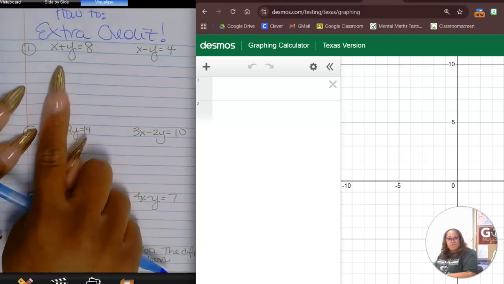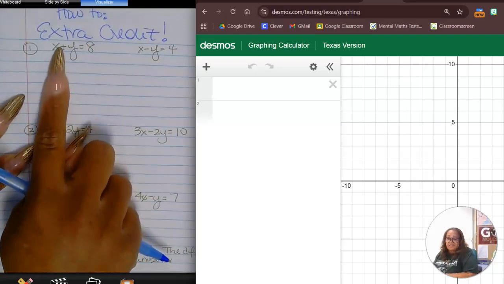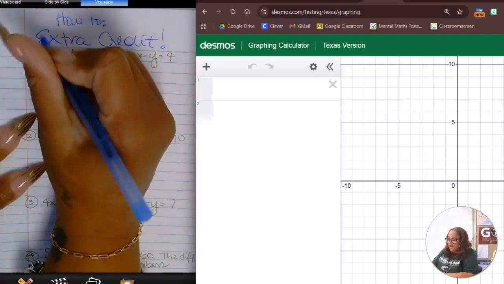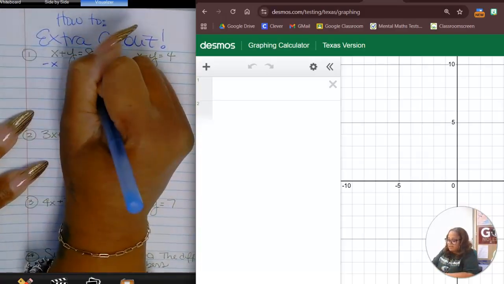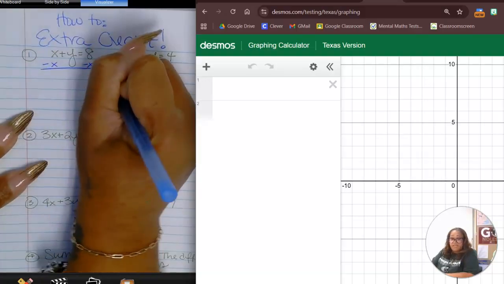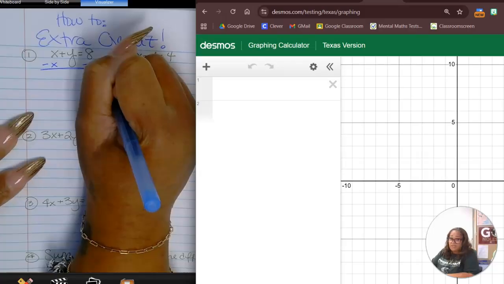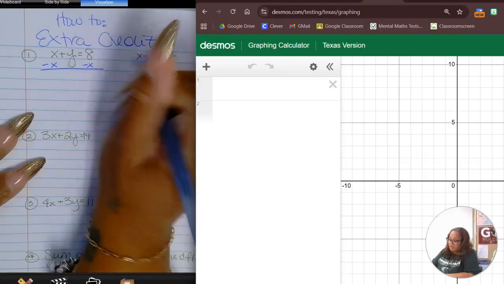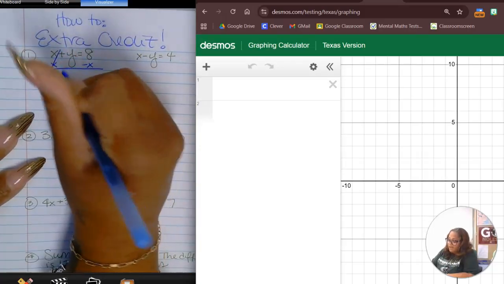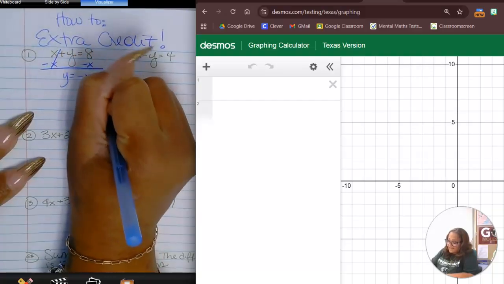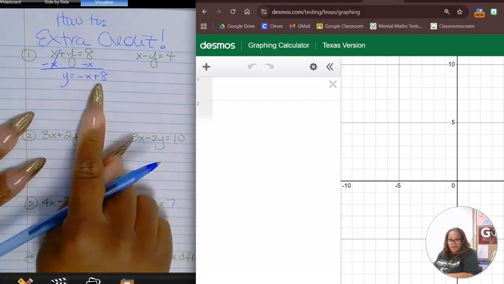Okay, so in order to solve for y here, this is me doing a teaching. This is what I expect you guys to do. You must subtract x from both sides. Do not forget to write the x term there, y'all. If you don't write the x term, you could risk losing points and not getting your full extra credit. Then you bring down y equals negative x plus 8. I have solved for y.